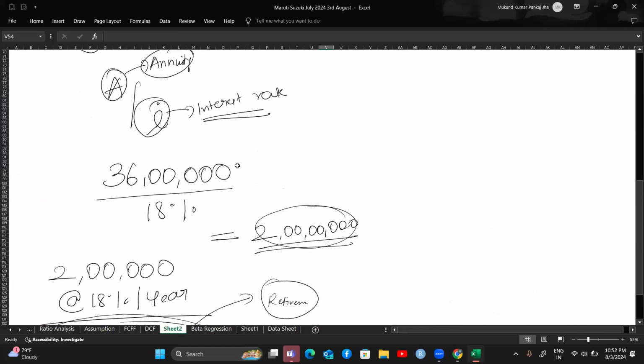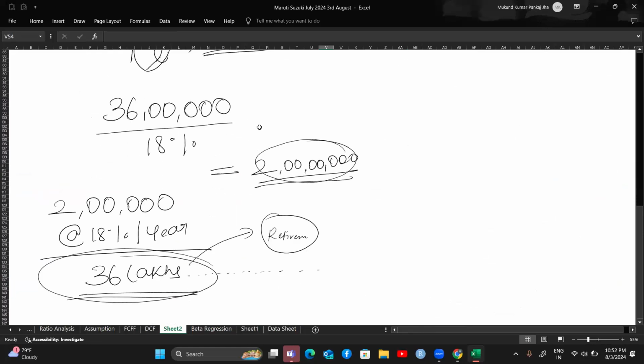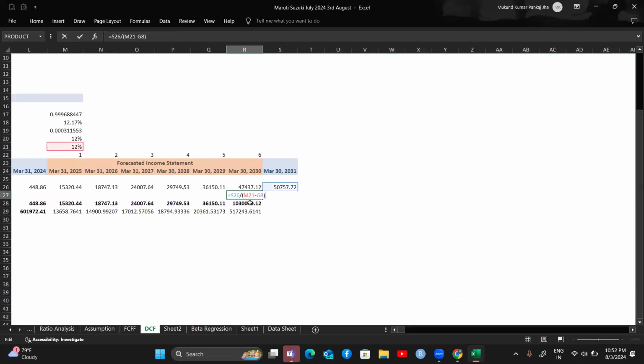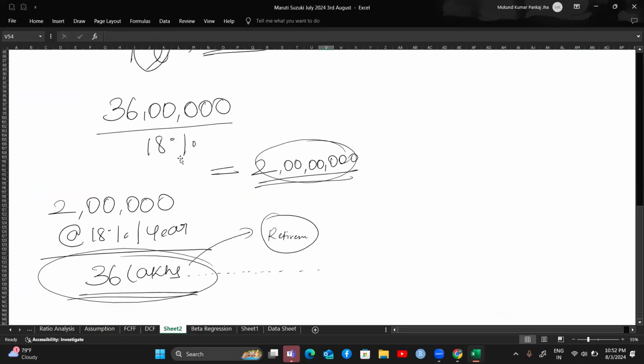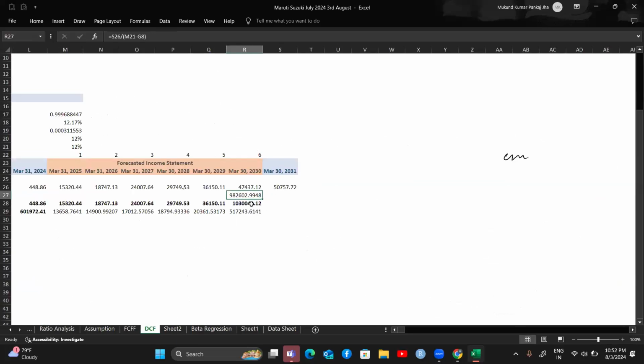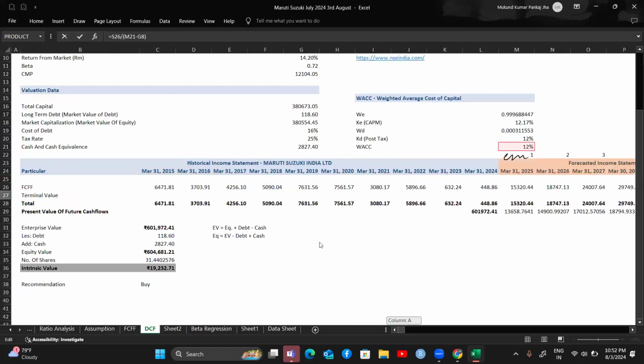So as we wanted 36 lakh at 18%, A by I, cash flows divided by interest rate. This is what we did. Cash flows divided by interest rate. The reason why we subtracted growth is because this cash flow is not constant. Here we supposed the cash flow to be constant. This cash flow is not constant. It has been growing at 7%. So we need to subtract growth in the denominator.